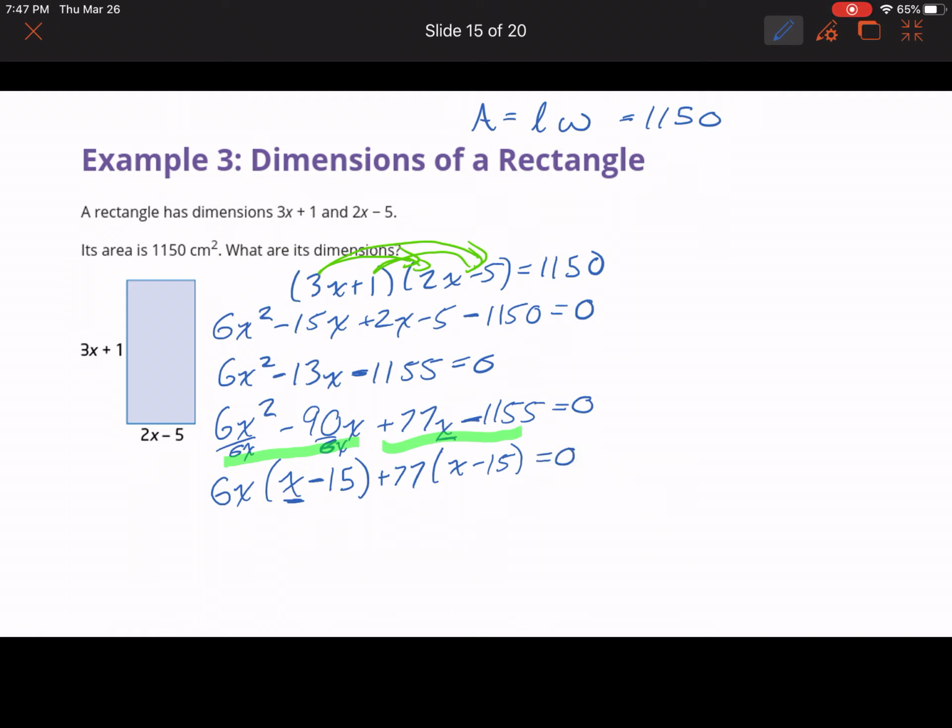So I end up with it there. So that's some of the thought process that goes into it. I know I want to end up with x minus 15. I've got 77x. I'm probably going to divide by 77. So divide both of those terms by 77. Using my calculator, I can find that 1155 divided by 77 is 15.